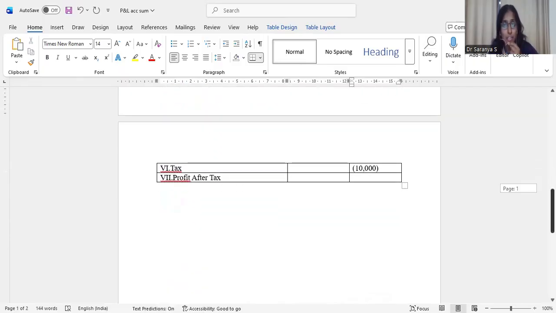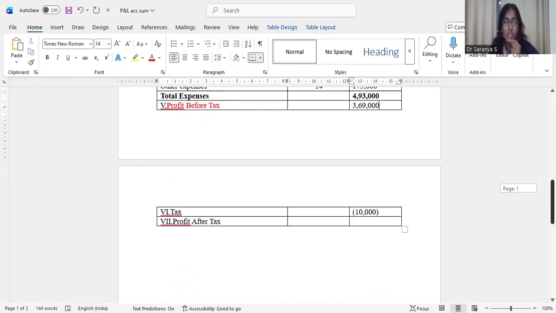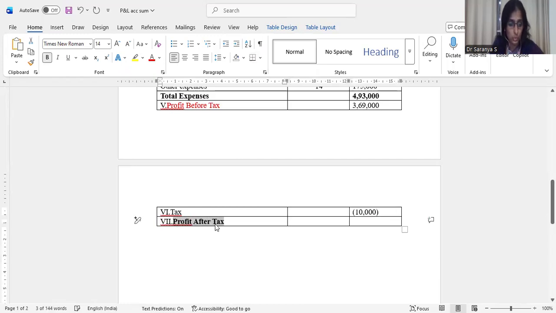And we have tax in the question, which is 10,000 rupees, correct? So from 3,69,000, when you deduct 10,000 tax, you will get profit after tax, which is 3,59,000. So this 3,59,000 is our answer, profit after tax.